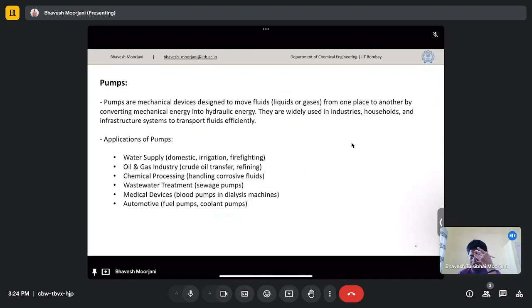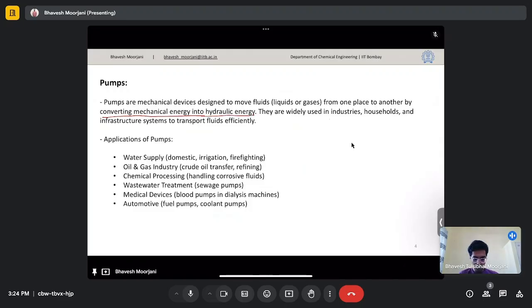So first, what are pumps? Pumps are mechanical devices which we use to transfer fluid from one place to another place. So generally it's from a lower pressure region to a higher pressure region. We use this mechanical device which draws fluid from a lower pressure region and puts it into the higher pressure region by converting its mechanical energy into hydraulic energy. So pumps convert mechanical energy into hydraulic energy, right?